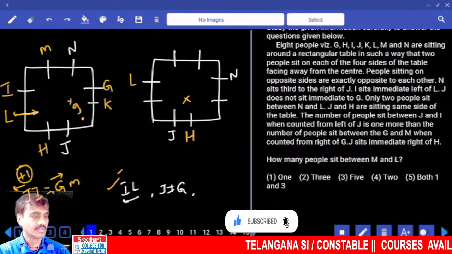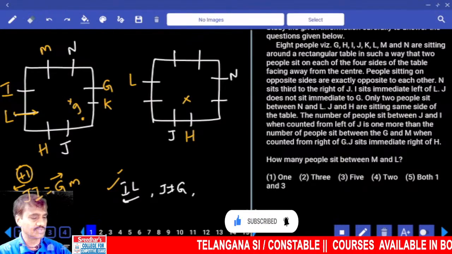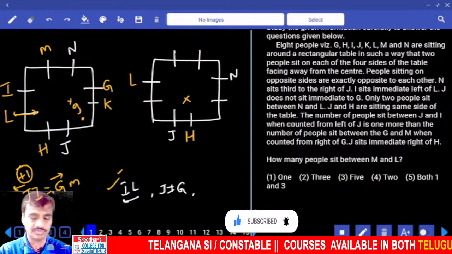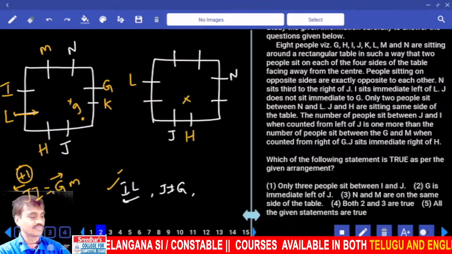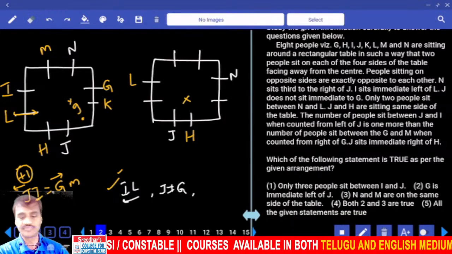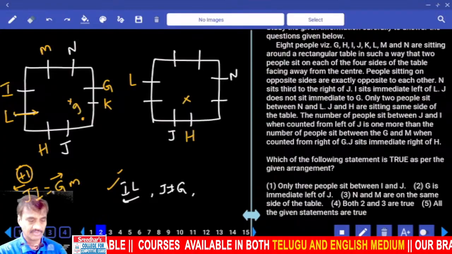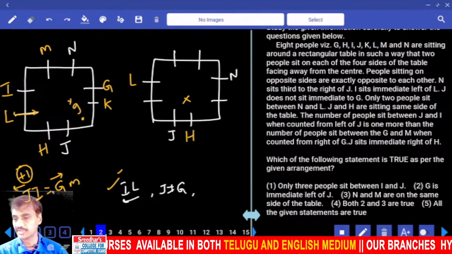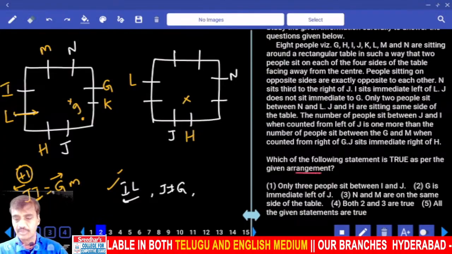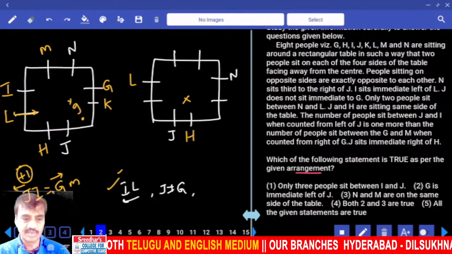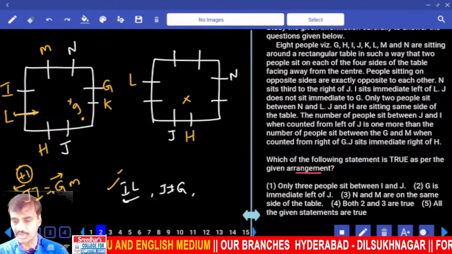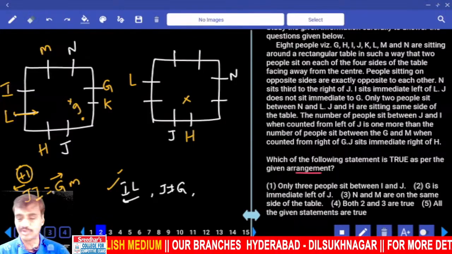Clear now? Then next, what about question number 2 here? Now in this question number 2, which of the following is true? Now which of the following is true as per the given information. Only 3 in between I and J. I and J, how many people? There are 4 or 2. Now G is an immediate left of J.